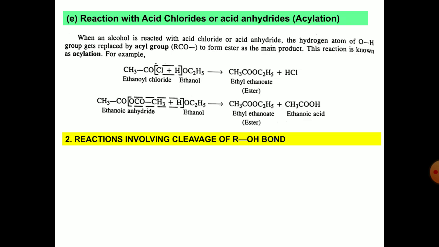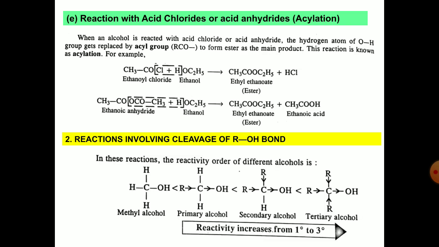So the second reaction involves cleavage of the R single bond OH bond. In the case of this reaction, the reactivity order of different alcohols is: methyl alcohol is less reactive than primary alcohol, is less reactive than secondary alcohol, is less reactive than tertiary alcohol. Students, it is the reverse of the reaction taking place in case 1, O dash H bond cleavage. Here, R dash OH bond cleavage. What happened? Let us see.